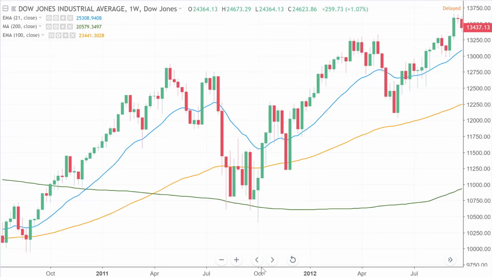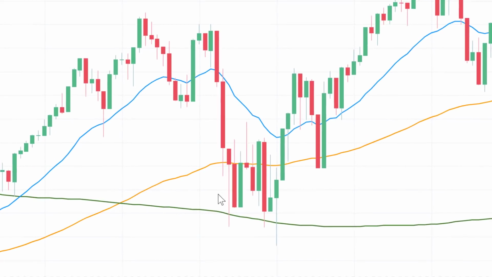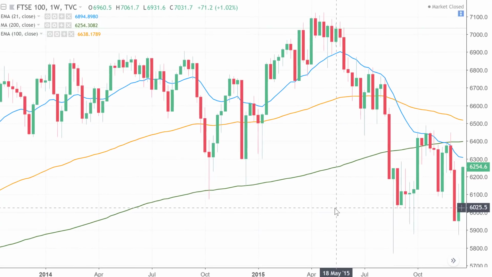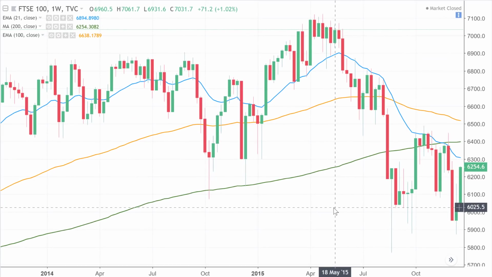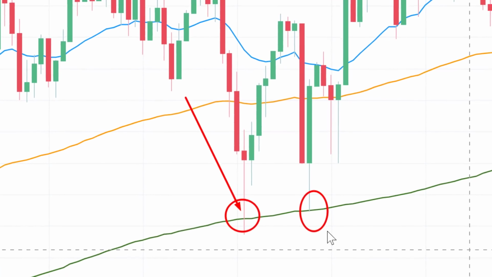Here's another example for you. This is in 2011. Notice again, in 2011, a lot of volatile moves to the downside here. But again, the price of the Dow came right here to the 200 weekly average, held this level, and bounced off from it. Here's another example for you. This is the UK FTSE market. Again, look, the FTSE falls down to the 200 weekly average and holds it twice, as a matter of fact.